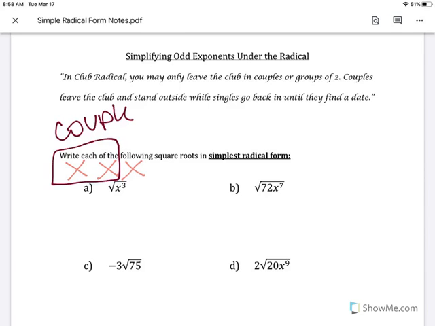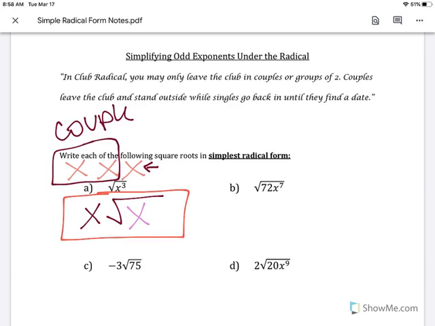So there's 1 couple. They get pulled outside of club radical as x, and the 1 single, this little guy, has to go back inside club radical until they find someone to leave with. So our answer, as weird as it might look, is x radical x. Let's try it again, this time with numbers.